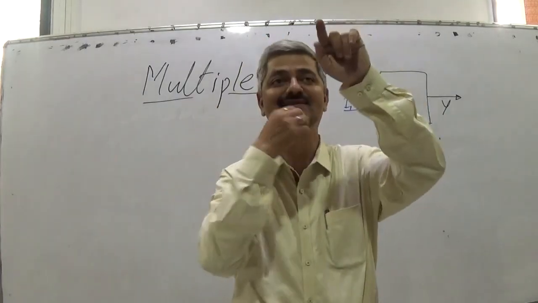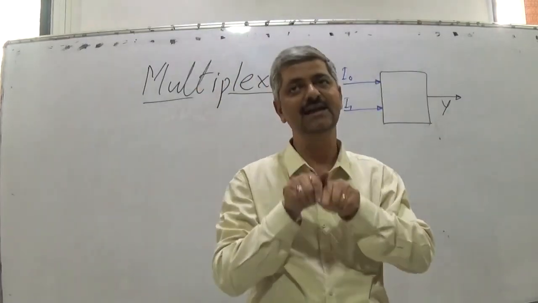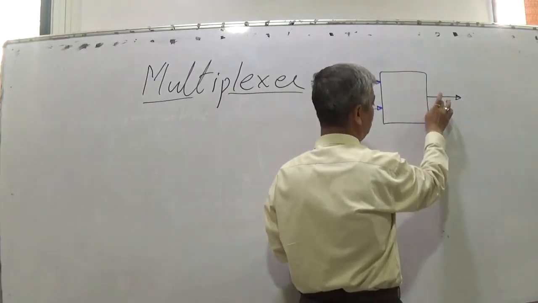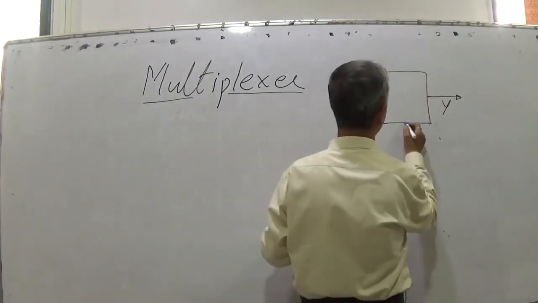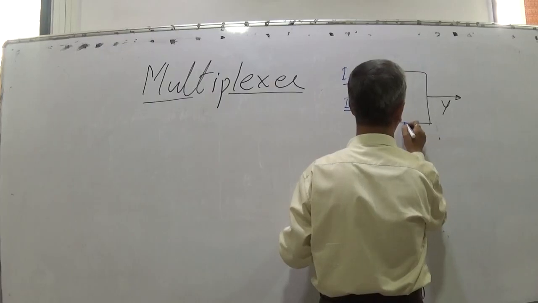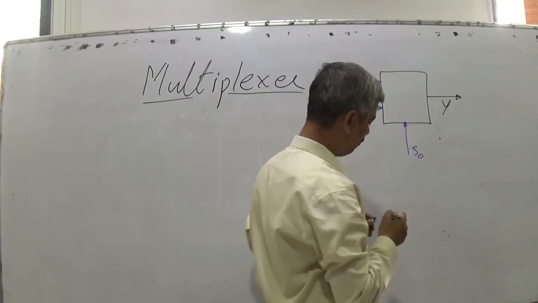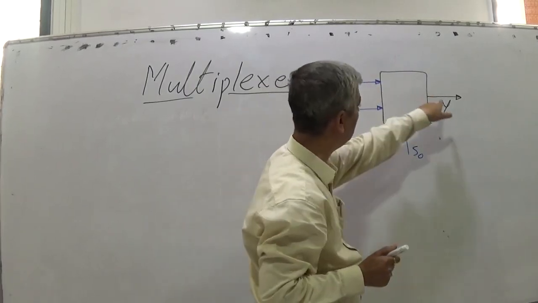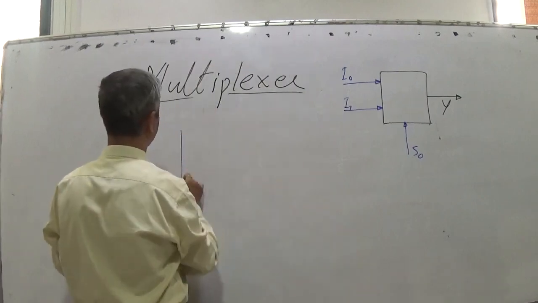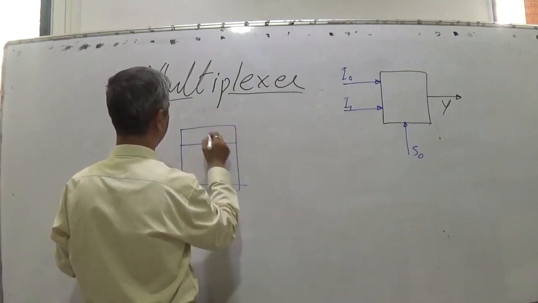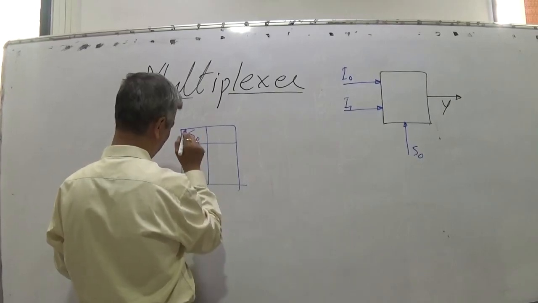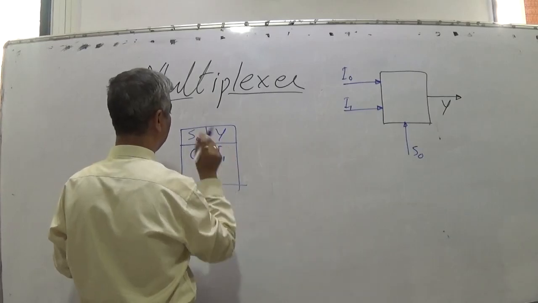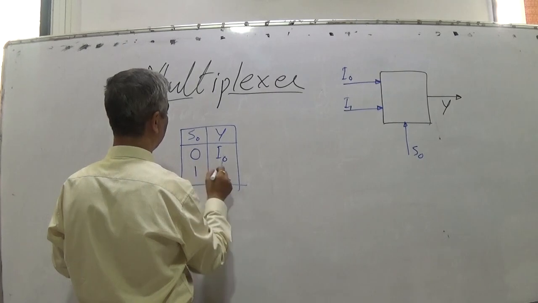The multiplexer can be set into a scenario where it has 2 inputs. Which input should occur on the output is selected by what is called the select line S, and we get S0. This select line selects which input should come on the output. And the truth table of the multiplexer is very simple. If select line S0 is 0, output Y is I0. And if the select line is 1, output is I1.